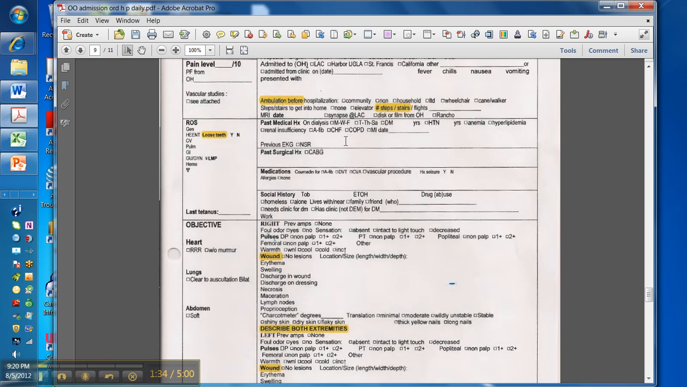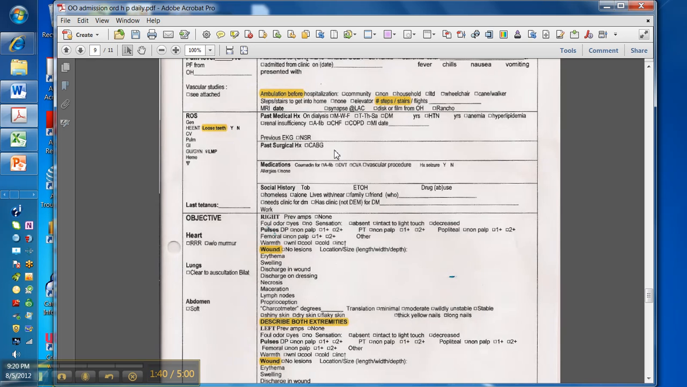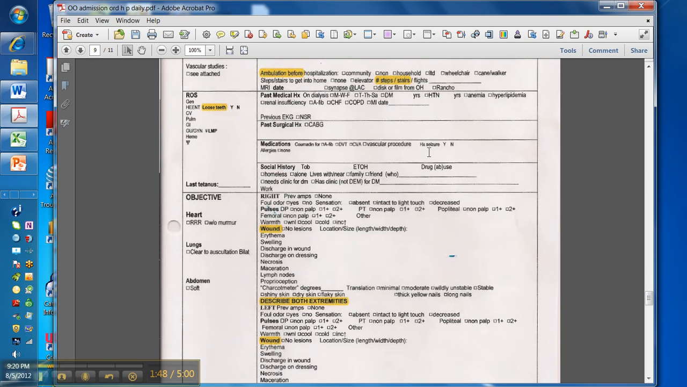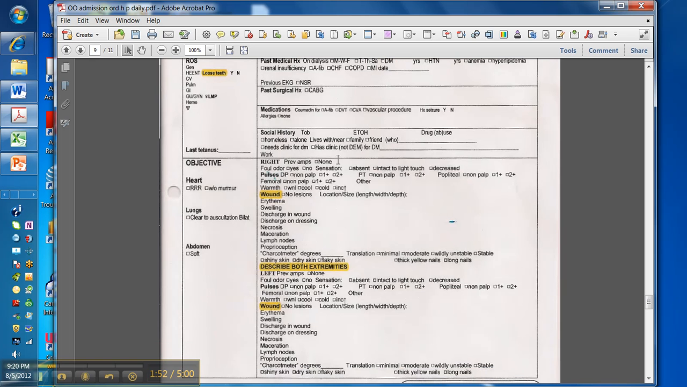Past medical history, the things that we're interested in. Have their hearts been maximized? Have they had any kind of revascularization? Are they on Coumadin, Plavix, aspirin? Do they have a history of seizures that we need to be worried about? Do they smoke? What the living situation is? Dr. Chambers wants to know that.